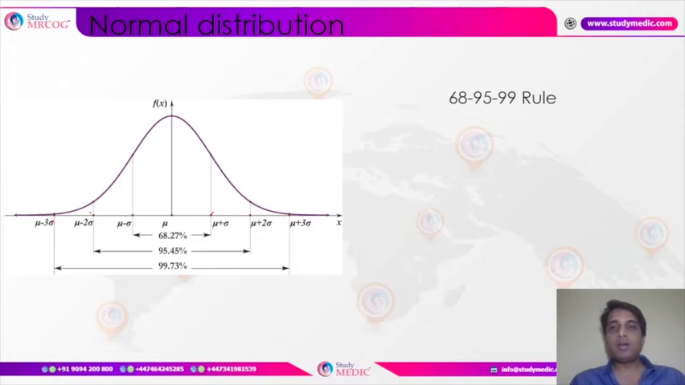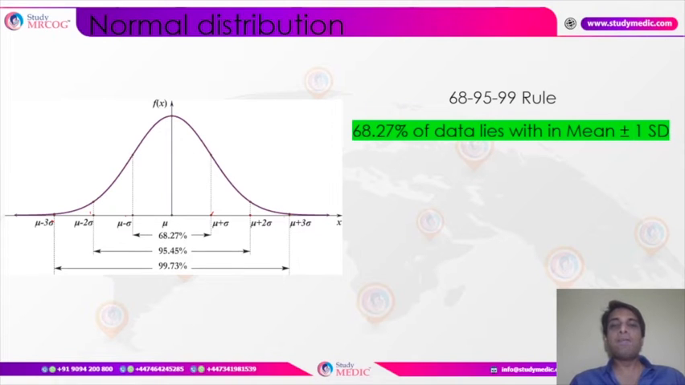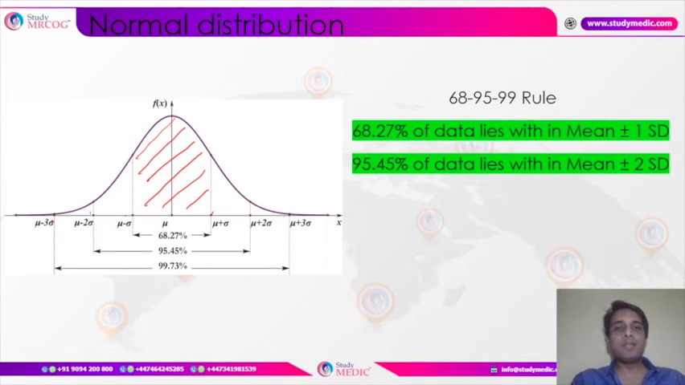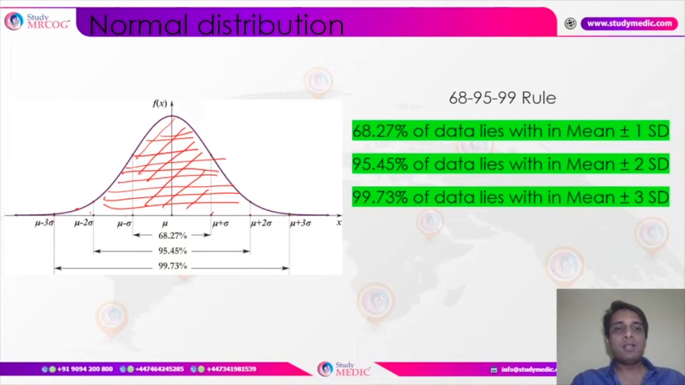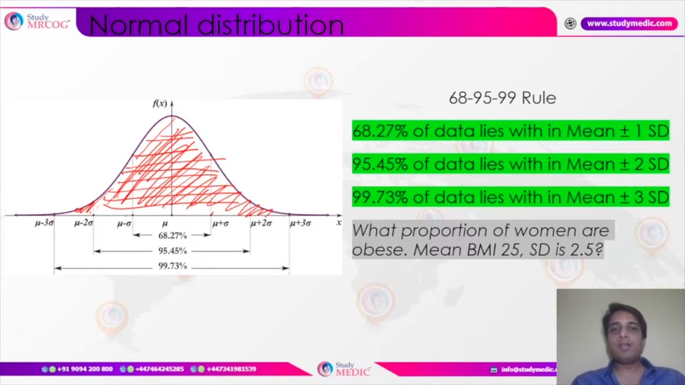This normal distribution curve always follows the 68, 95, 99 rule. What is this? 68.27% of the data lies within mean plus or minus 1 standard deviation, whereas 95% of the data lies within plus or minus 2 standard deviations, and 99.73% lies within 3 standard deviations. What proportion of women are obese when the mean BMI is 25 and SD is 2.5? Such questions are asked. To solve such questions, we can use the above characteristics of the normal distribution.